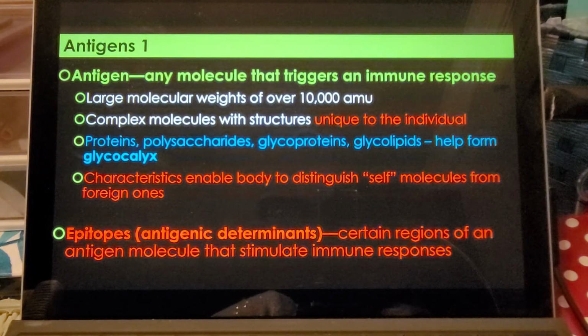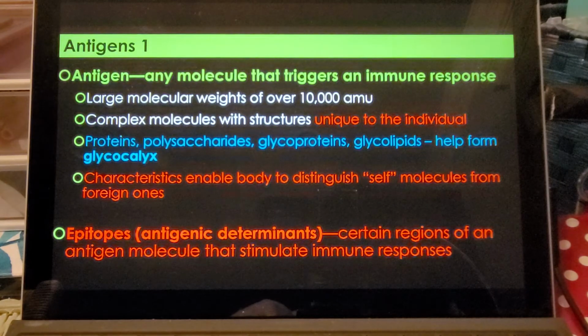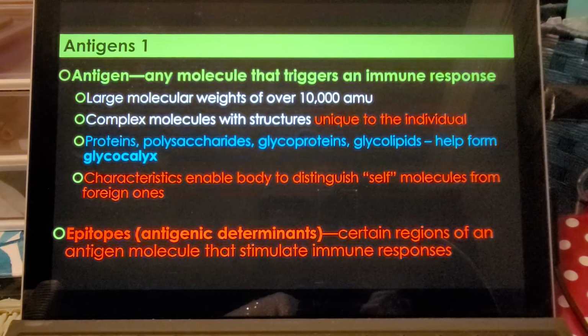Okay, going over some definitions for some of our terms. An antigen is anything that can trigger an immune response. This is unique to the individual. Even the antigens on red blood cells can elicit an immune response, so that agglutination, helping to form that glycocalyx, is unique to the specific person, unless you have an identical twin. And this allows our body to determine the difference between a self molecule and a foreign one.